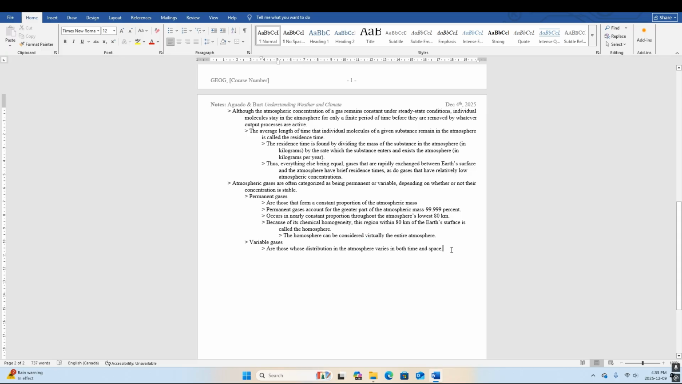Now we have something else called the Heterosphere. Actually, I think we can put permanent gases... okay, I think it should be under here.